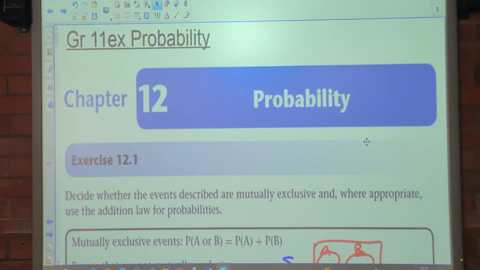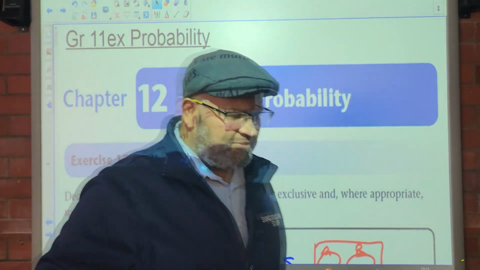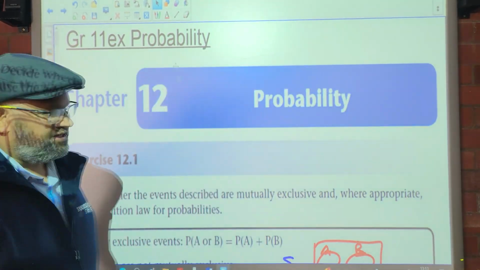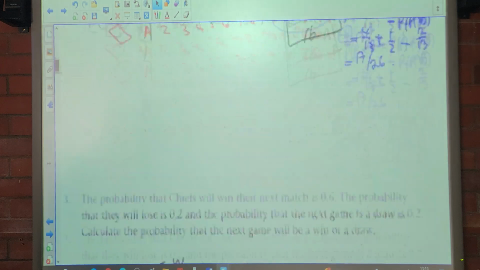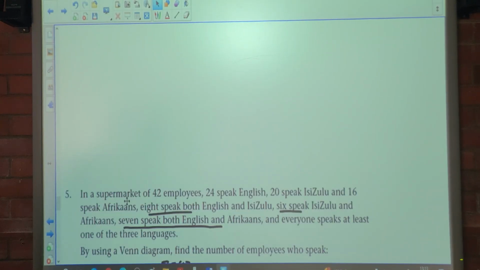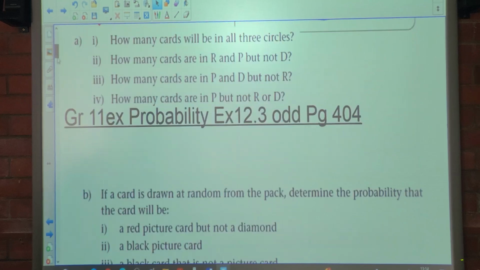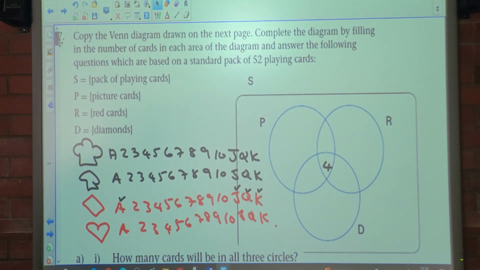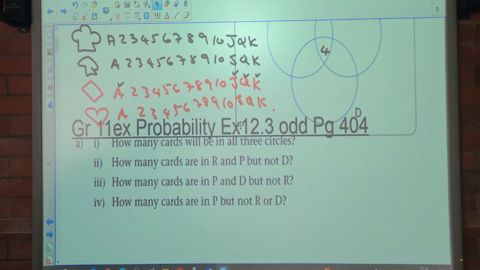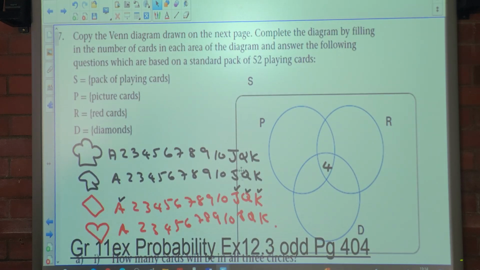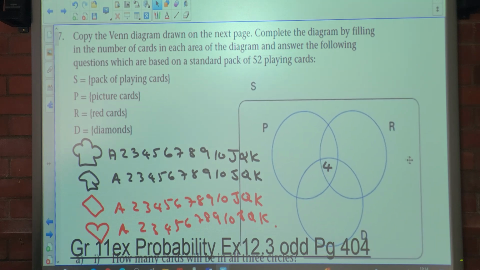Now okay, good afternoon. So in our last lesson we didn't manage to wrap up the last one, as I said I was going to, but there were too many learners in and out of the classes during the break. Okay, people, we're looking at the last sum of exercise 12.3. Something to note at this point is that we are to copy the Venn diagram drawn on the next page, which is this here. Okay, so taking it forward.